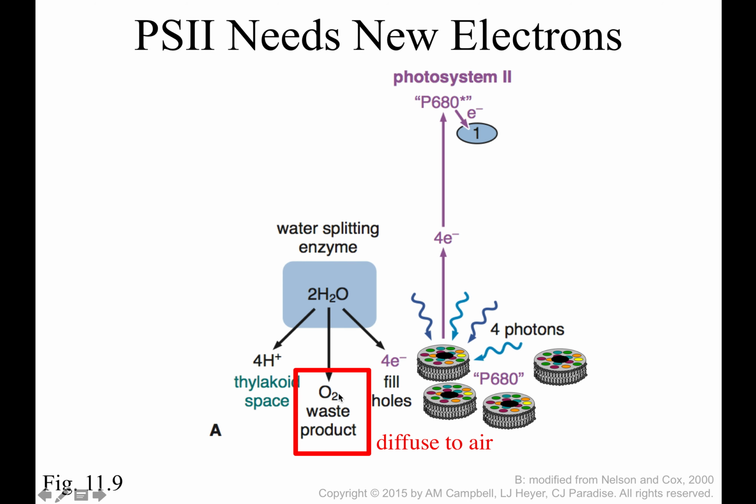So once again, the holes that leave photosystem 2 to start the ball rolling get filled by splitting water. This is part of why you have to water your plants. And this is all where the oxygen comes from, the oxygen that early scientists noticed that plants were giving off.